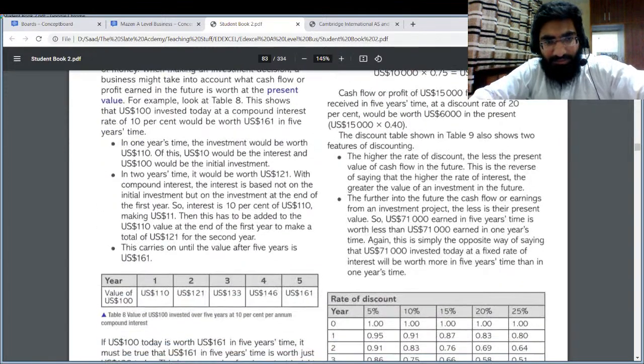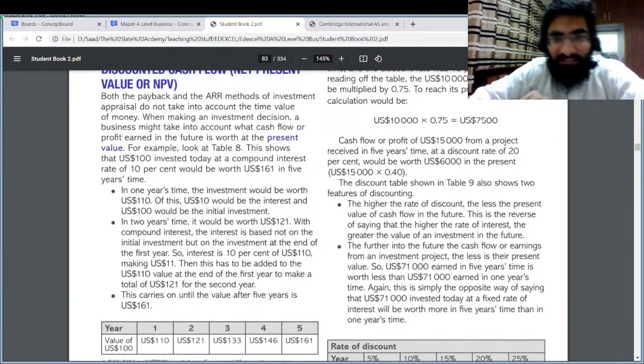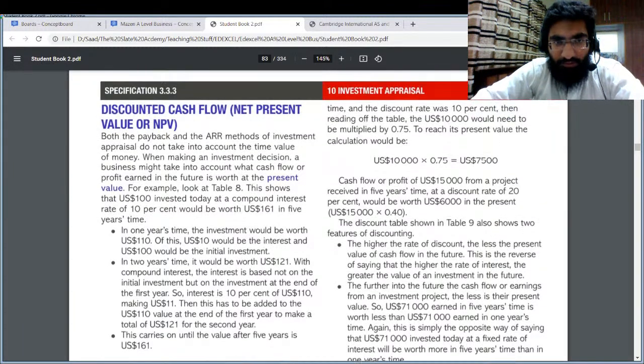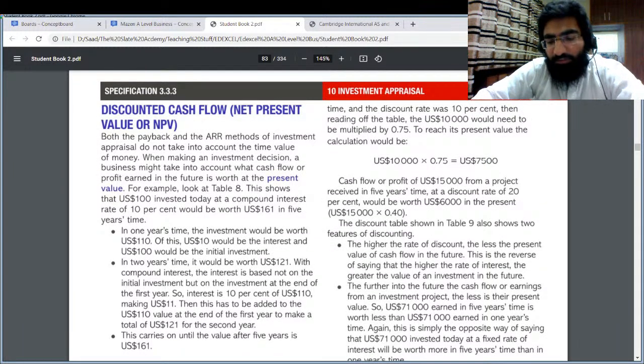Okay. The next thing is net present value. This method is also sometimes called discounted cash flow. You take the cash flow and you discount it all back to present value, or the present moment. How do we do that?